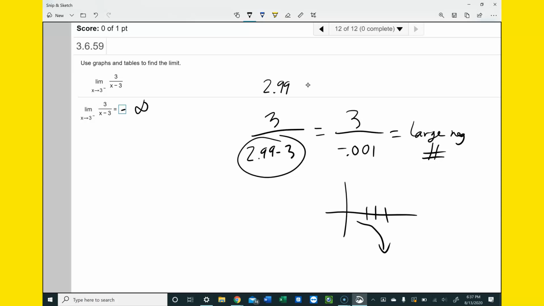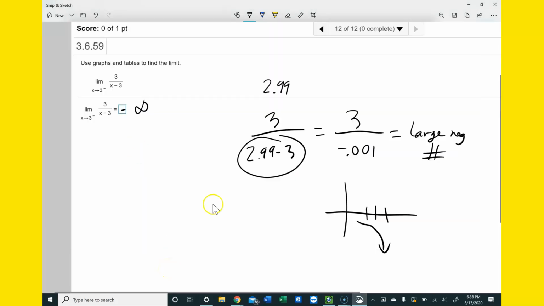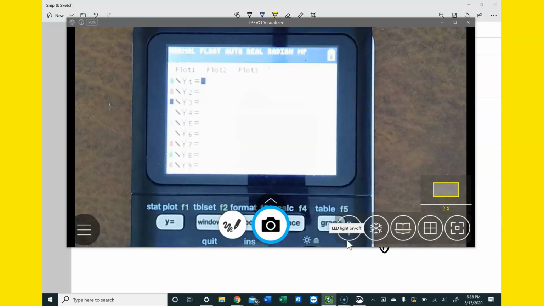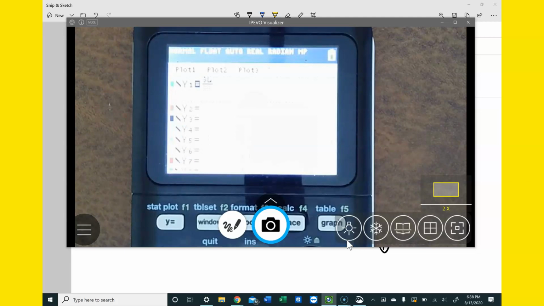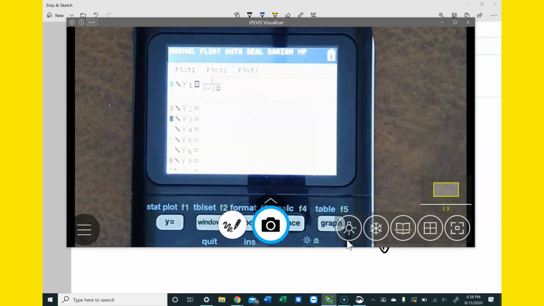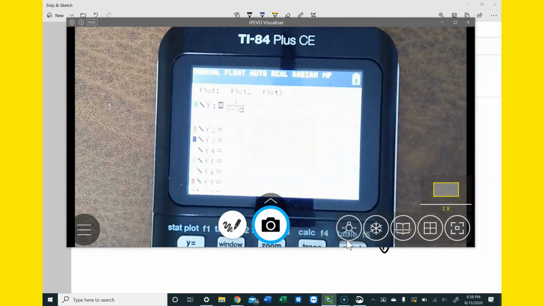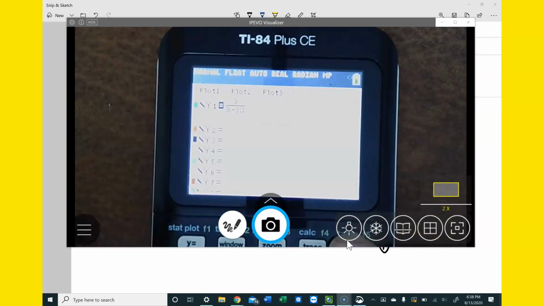Now let me just show you how this could also work in your calculator. All right, I'm going to type in my calculator 3 over x minus 3 in for the y equals. I can hit a fraction button right there. 3 over x minus 3. Kind of hard to see, isn't it? And I could just graph it. That's another way I could do it.